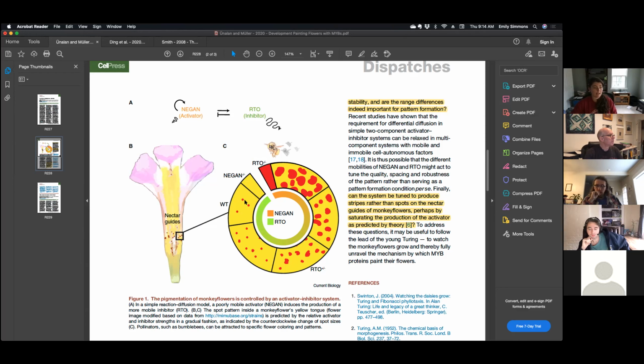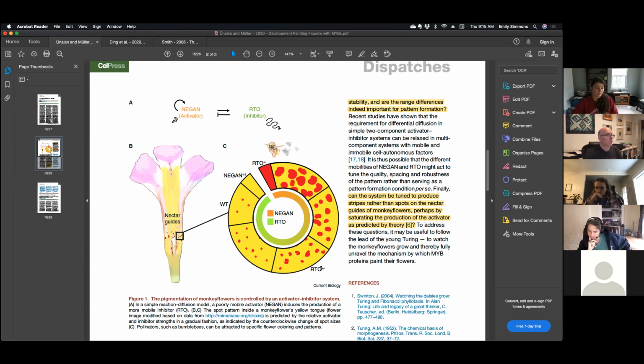In the wild type, we have some amount of Negan, excuse me, which causes these small red dots. And what we believe is that we can tune the effectiveness of this Negan to produce larger spots by changing how strong the activator is relative to the inhibitor. And there's a few questions about the different mechanisms for that.